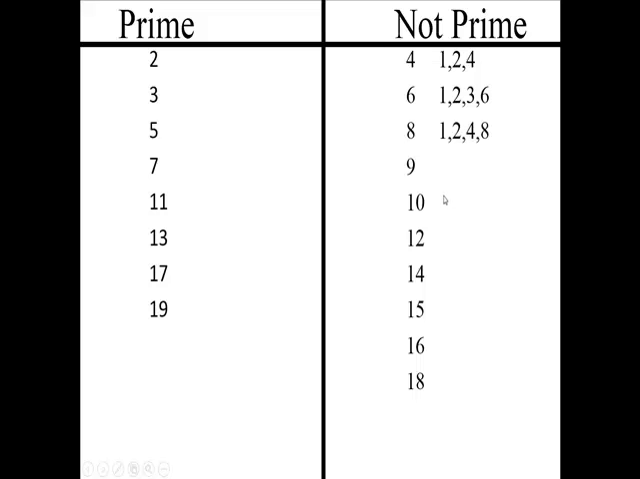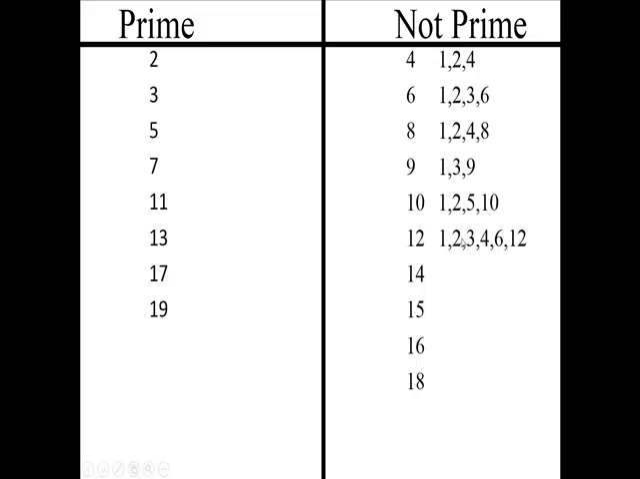Now what makes 9 not prime, it's very similar to these over here, because 1 is a factor and 9 is a factor, and 3 is also a factor. That 3 is what makes 9 not prime. Okay? Now for 10, 1 and 10 and 2 and 5. For 12, 1 and 12. 2 times what is 12? 2 times 6, and 3 times 4 is 12.